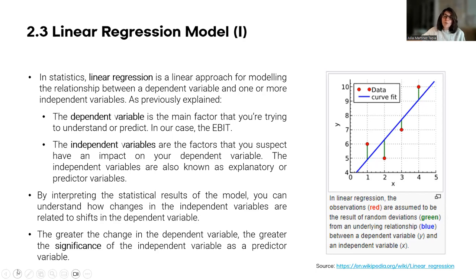Okay, that's the idea. So this way, the linear regression model in some manner maps the relationship between the independent variables and the dependent variable, the EBIT in our case. So when you have run this model, by interpreting the statistical results of the model, you can understand how the changes in the independent variables, in the values of the X, are related to the changes in the value of the dependent variable. And you can imagine that the greater the change in the dependent variable, the greater the relevance or the significance of the independent variable as predictor.